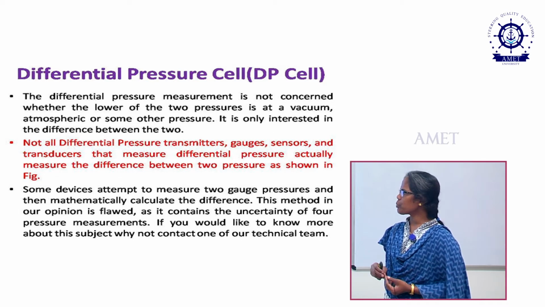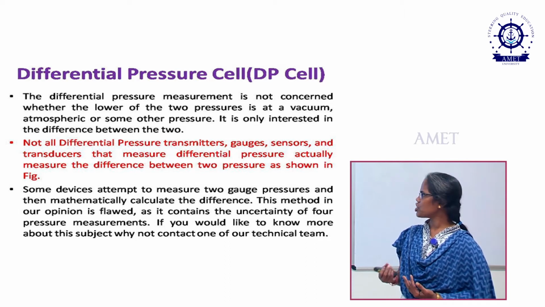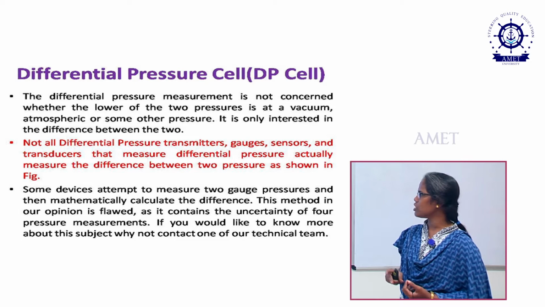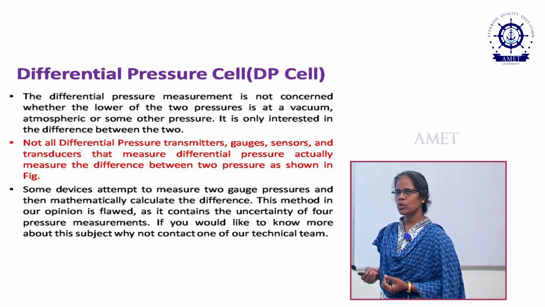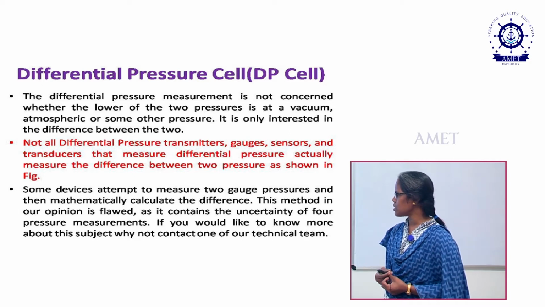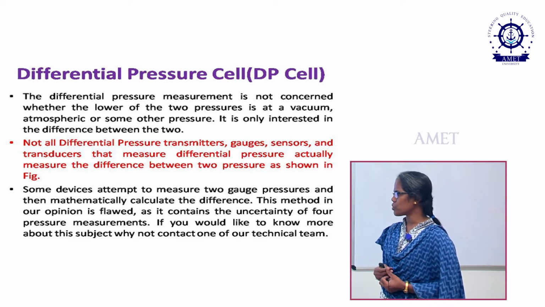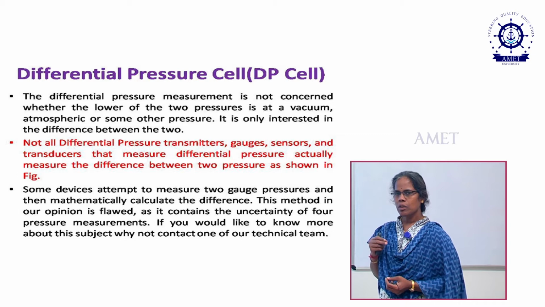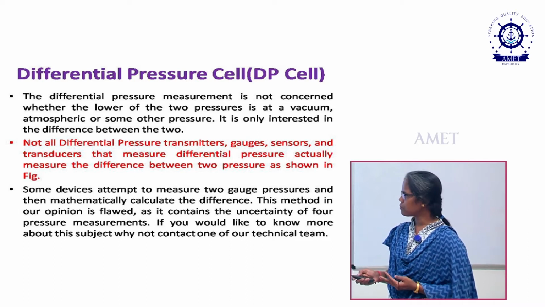Differential pressure transmitters, gauges, sensors and transducers actually measure the difference between two pressures, as shown in the figure. Some devices attempt to measure two gauge pressures and then mathematically calculate the difference. This method, in our opinion, is flawed, as it contains the uncertainty of two pressure measurements. The maximum differential pressure is measured using the differential pressure cell.